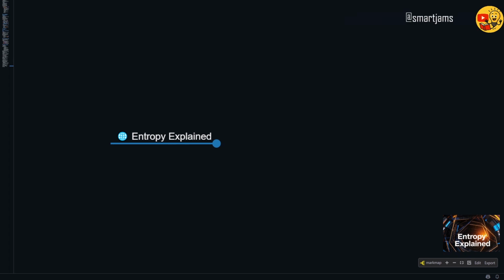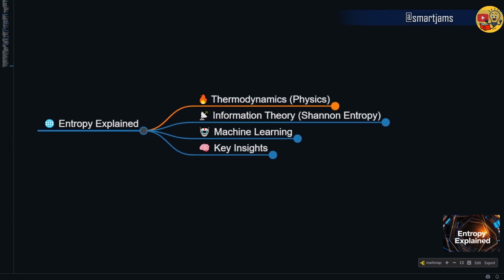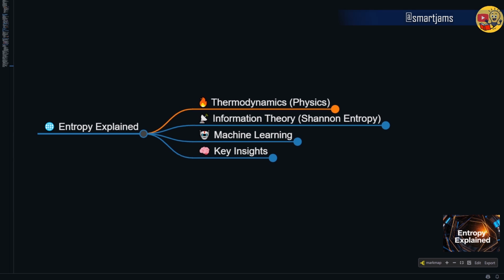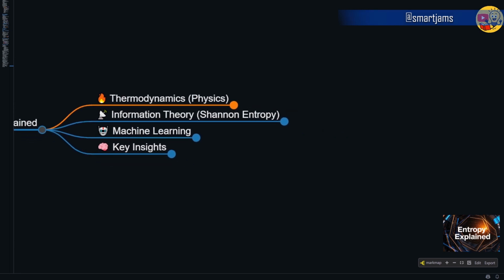Welcome to the world of entropy, a powerful idea that connects physics, information theory, and machine learning. At first glance, entropy might seem abstract, but it actually explains many things around us, from the way heat spreads to how we compress data, and even how machines learn. Let's begin our journey by understanding entropy in the most classical sense, through thermodynamics.